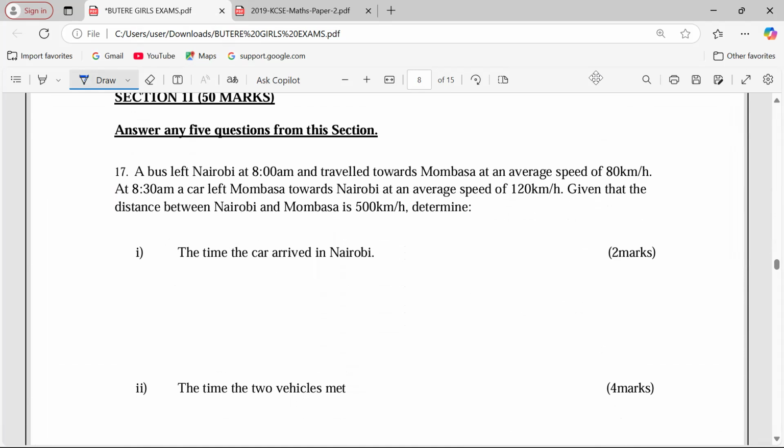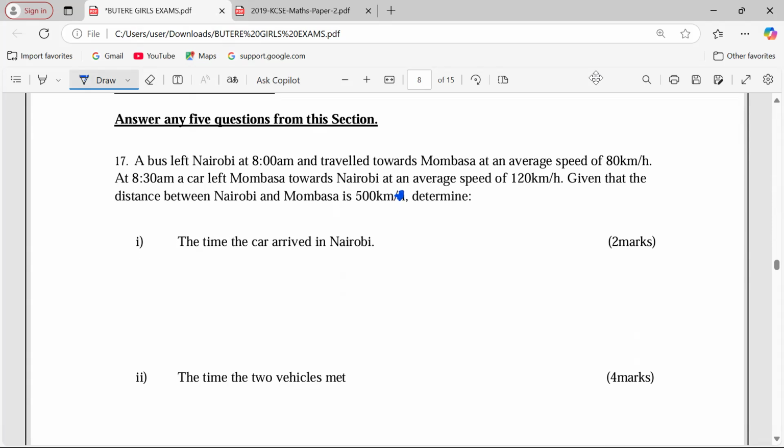Number 17, which is the first question in this section. A bus left Nairobi at 8 a.m. and traveled towards Mombasa at an average speed of 80 kilometers per hour. Then at 8:30 a.m., a car left Mombasa towards Nairobi at an average speed of 120 kilometers per hour. Given that the distance between Nairobi and Mombasa is 500 kilometers, determine part 1, the time the car arrived in Nairobi.